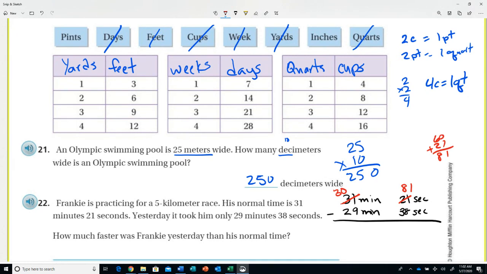But it doesn't end there. They are going to make you borrow now in the subtraction, because that's just the way things go. So now I'm going to borrow from the 8, make it a 7. 11 minus 8 is 3. 7 minus 3 is 4. And now 30 minus 29 is 1 minute, 43 seconds. So all of this for 1 minute and 43 seconds.